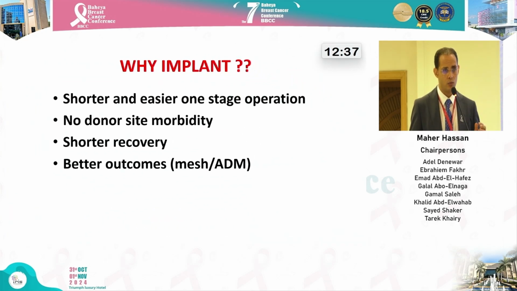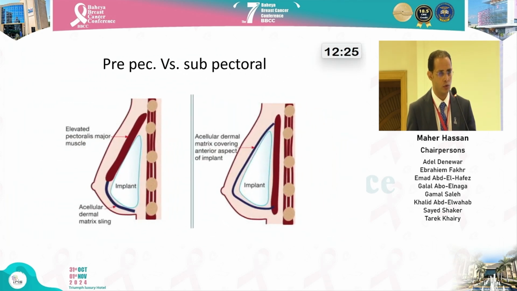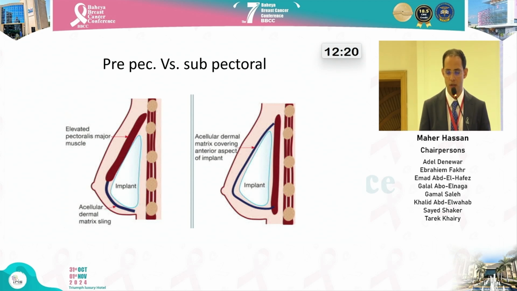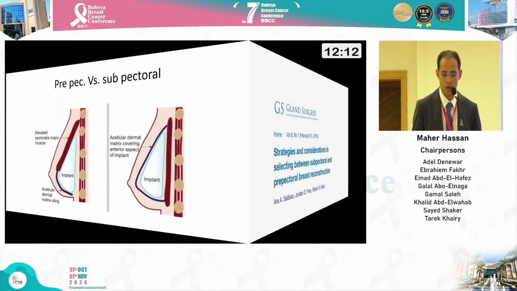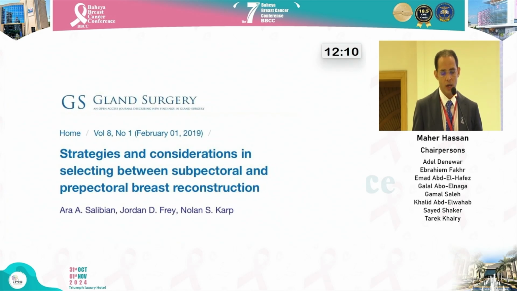Then why do we prefer to use implants? Because it is a shorter and easier one-stage operation, with no donor site morbidity, shorter recovery, and better outcomes with the use of meshes, either ADMs or synthetic meshes. And the debate usually is about putting the implant either prepectoral or subpectoral. And there are many literature reviews that visited this point.